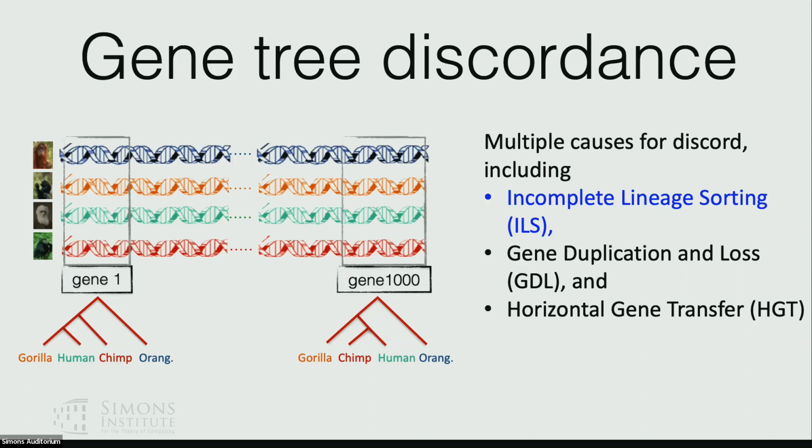Here's an example just with human, chimp, gorilla, and orangutan. Human and chimp sibling here, that looks right. Human and gorilla sibling here, that looks wrong. But it's not wrong. It's correct for the gene. It's just not correct for the species tree. You get different gene trees than the species tree.